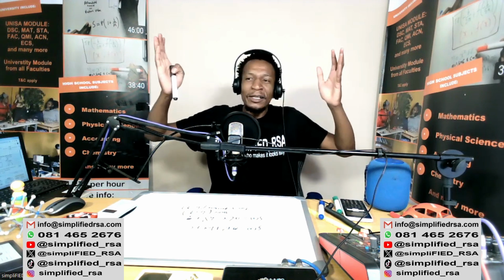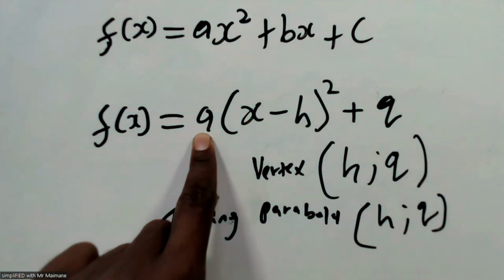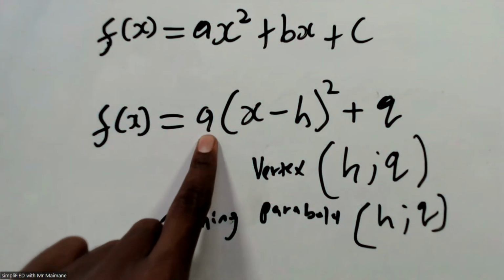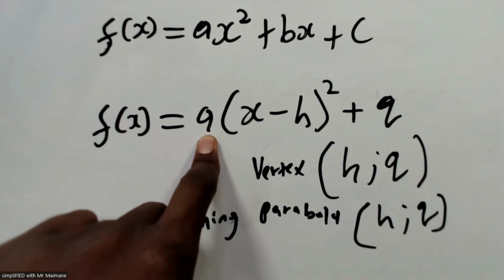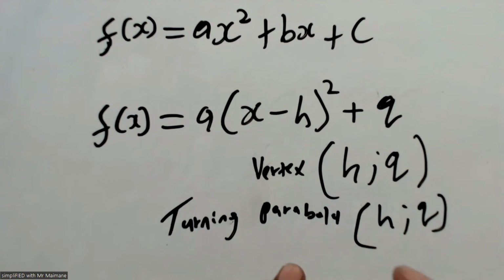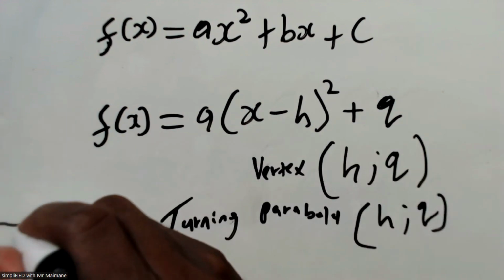Now, we know that sometimes the U is facing up, sometimes the U is facing down like this. So it's either concave up or concave down. What determines if your graph will be concave up or concave down is the value of a here. So a determines if you're going to have a minimum vertex or a maximum vertex. Remember, vertex is the turning point. It's where the graph turns.